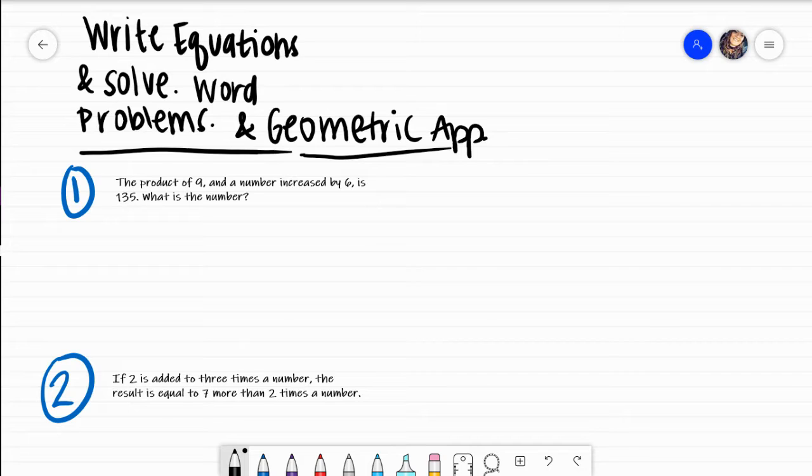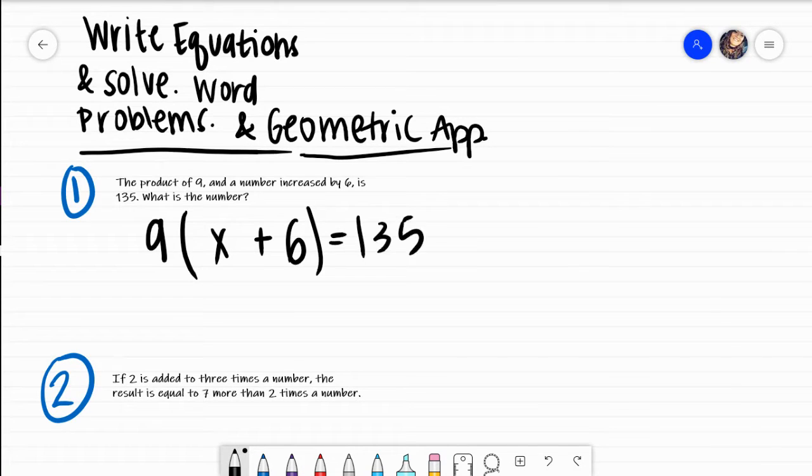So it's just the product of 9 and a number. I don't know what the number is, right? It does say, though, that a number increased by 6. So do you agree with me? This is how that would be written. This is 6 more than a number. This is a number increased by 6. And it says is 135.